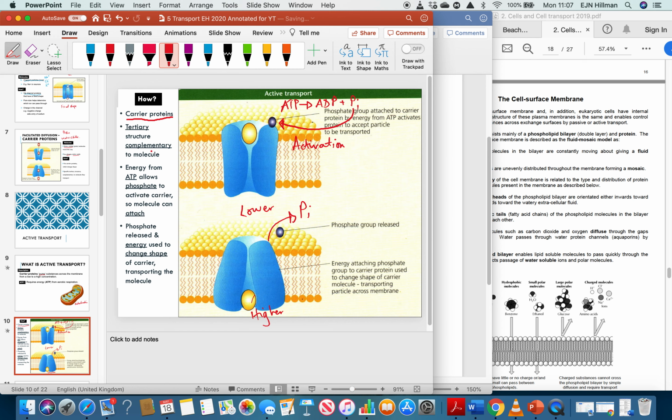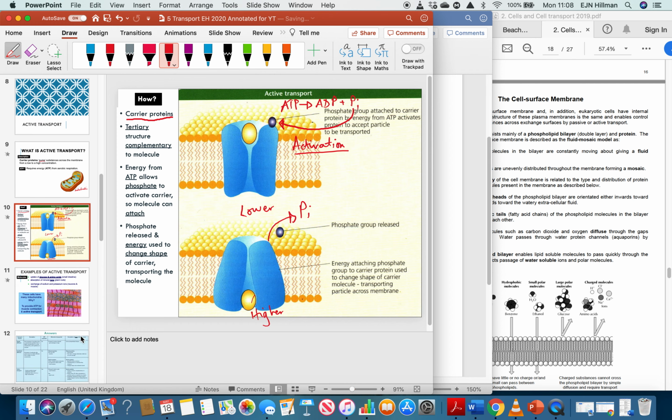So I'll just go through that again because we had a bit of an interruption there. Okay, active transport requires a carrier protein. The carrier protein's tertiary structure is complementary to the molecule that it is transporting. ATP is hydrolyzed. The inorganic phosphate binds to the carrier protein, meaning that the carrier protein is activated. When that inorganic phosphate is released, that provides energy to the carrier protein, causing it to change shape and move the molecule from an area of lower concentration to a higher concentration.